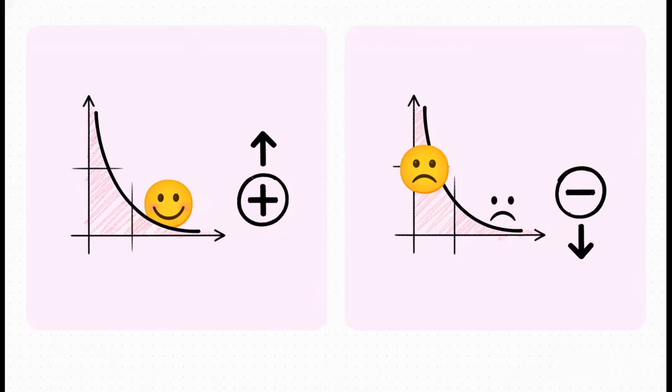So, what about those curves on the position graph? Here's a super simple trick. If the curve opens upward, kind of like a smiley face, the acceleration is positive. If it opens downward, like a frowny face, the acceleration is negative. It's a really quick visual check to see which way the velocity is changing.